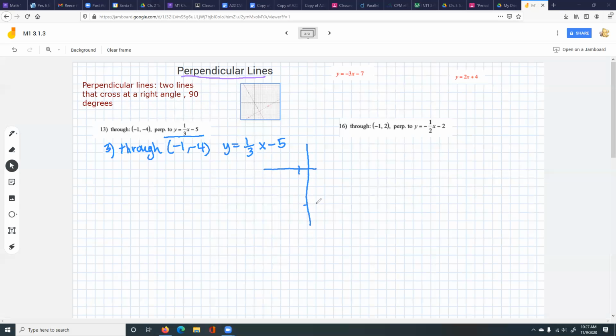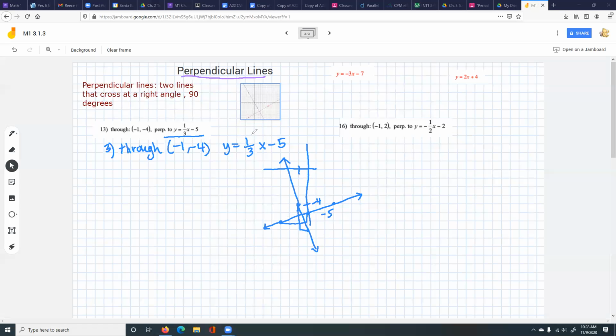So (-1, -4) is down here. So that is the point that we know, our line has to go through this point. But we want it to be perpendicular to this line. Well, here's -4, here's -5. It's going through -5, and it's going up 1/3, right? Or down 1/3. So the line that it's perpendicular to is like this. Well, if it's going to be perpendicular, it's going to cross at a 90-degree angle. It's going to be like this, okay? What is the relationship between this slope and this slope?